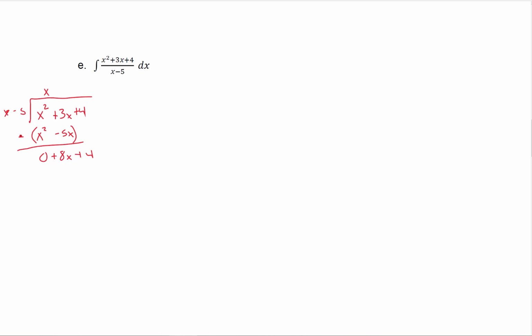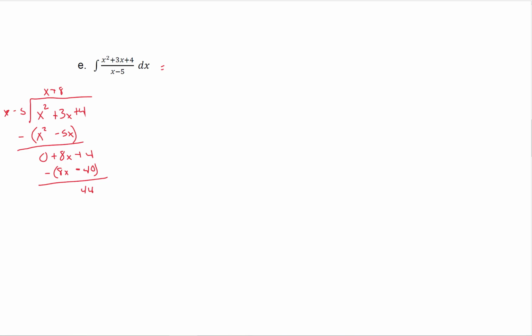Same method of thinking. So x times what gives us 8x? Positive 8 will, right? So 8 times x gives us 8x. 8 times negative 5 gives us negative 40. And we're subtracting again. So 8x minus 8x is 0. And 4 minus negative 40 is positive 44.